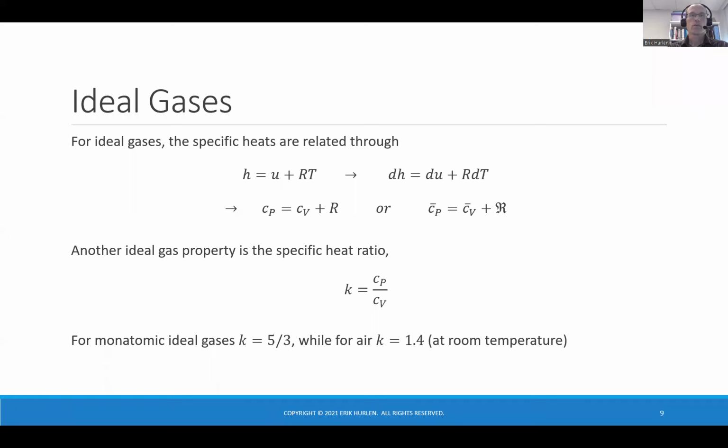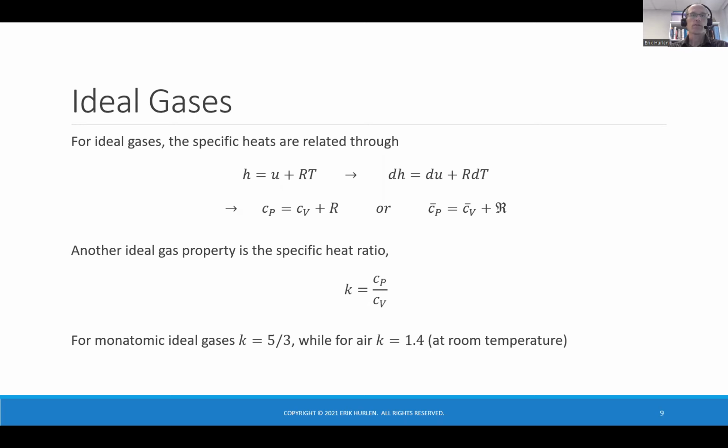We can play with some of the equations for ideal gases, mainly starting with H equals U plus PV. We replace PV with RT. Then the differential of this is dH equals dU plus R dT. Then dividing by dT, Cp equals Cv plus R. Or on a per molar basis, instead of per mass, we have Cp bar equals Cv bar plus fancy R, 8.314.